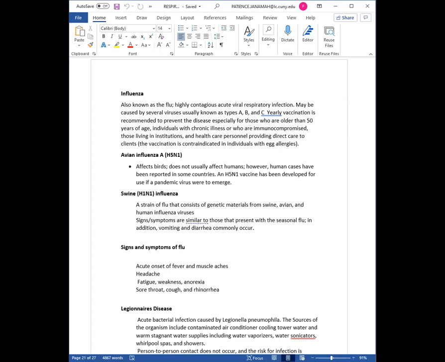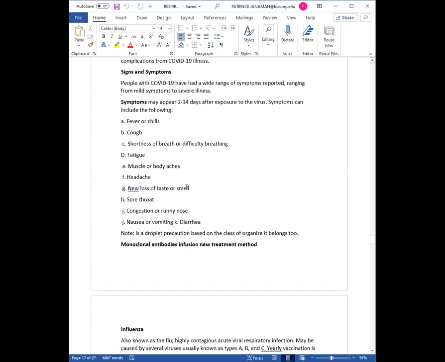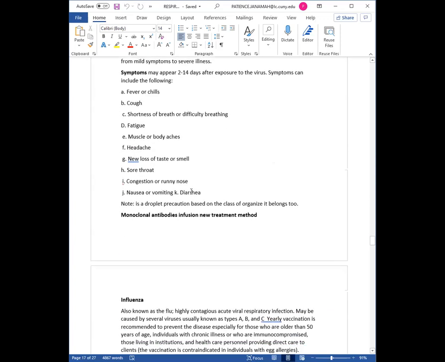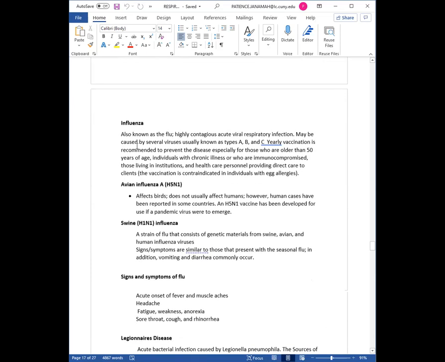Okay, so now today we are going to start with influenza, right? We finished coronavirus the last time. I remember I was telling you about the monoclonal antibodies before we left. Now influenza is also called the flu, and it's a yearly and seasonal disease. It's highly contagious and acute. Can we see my screen?